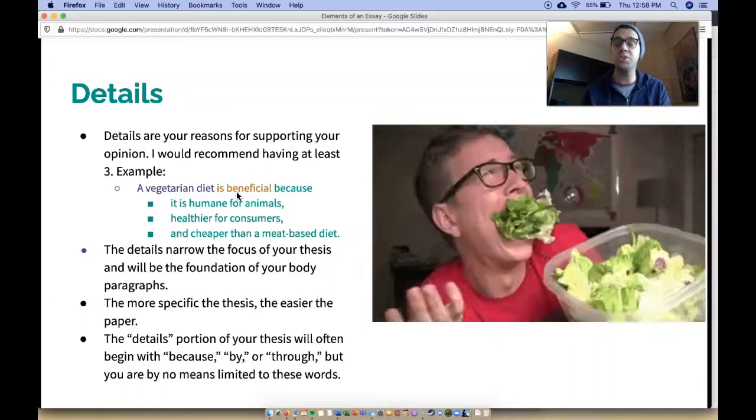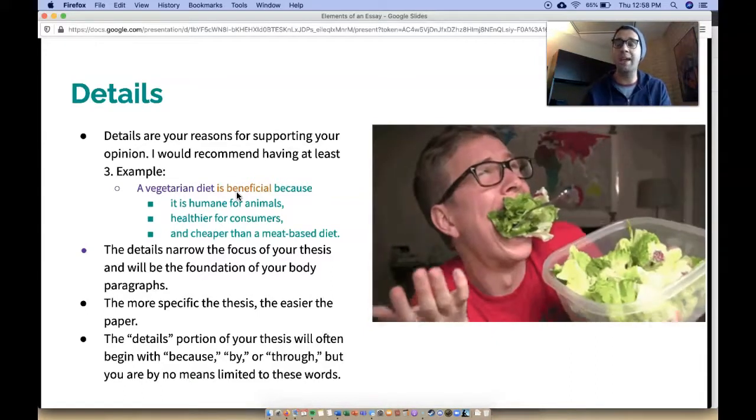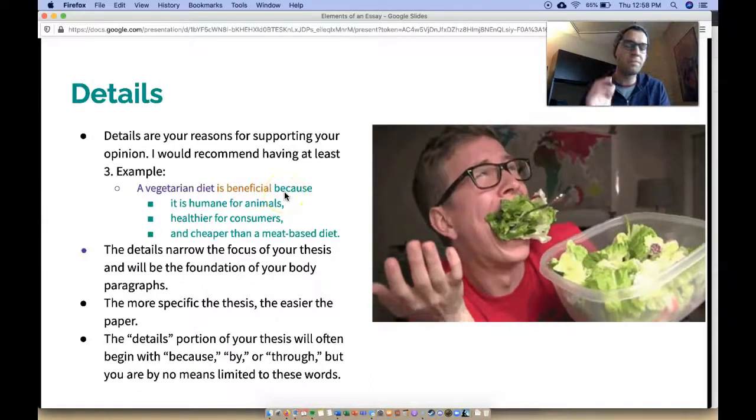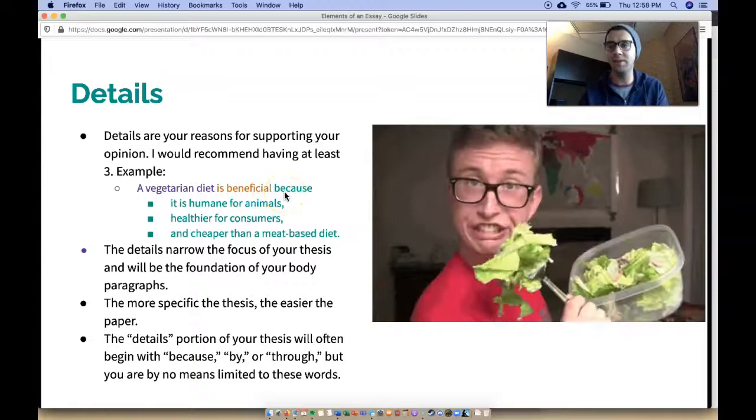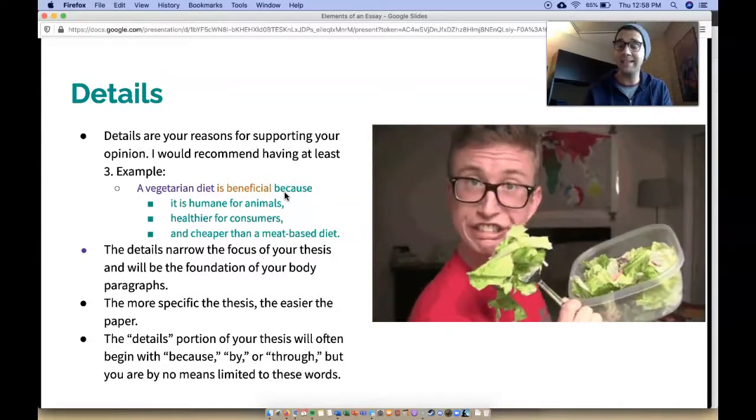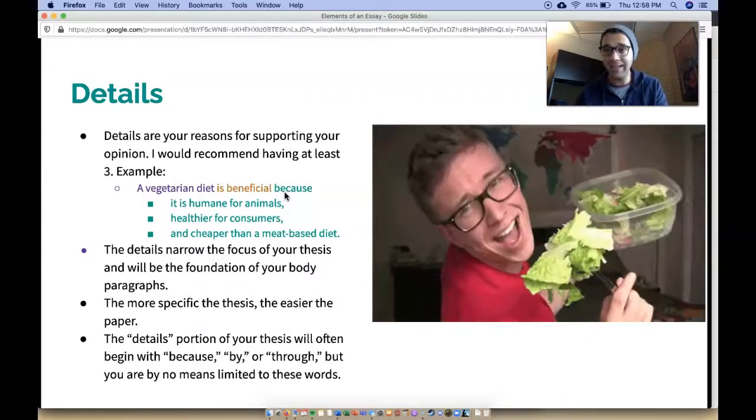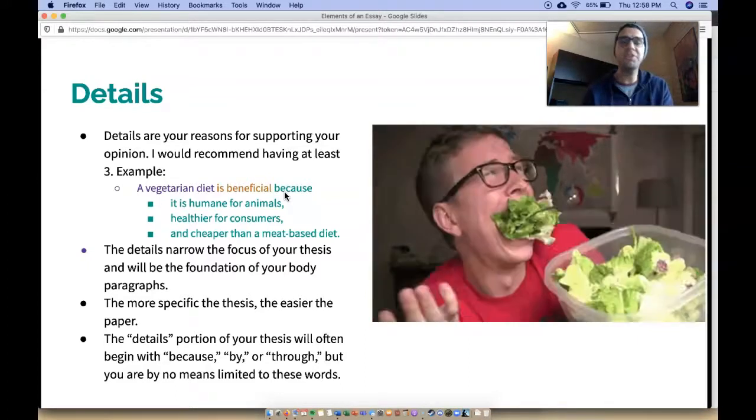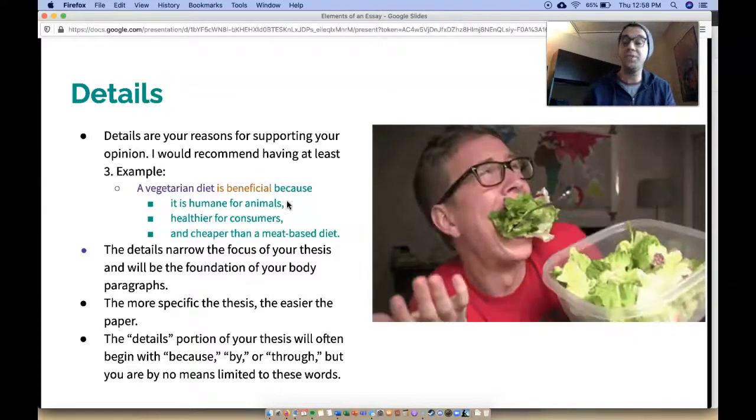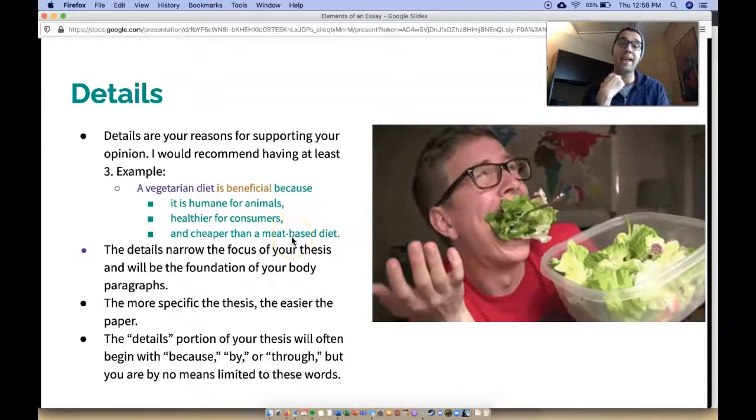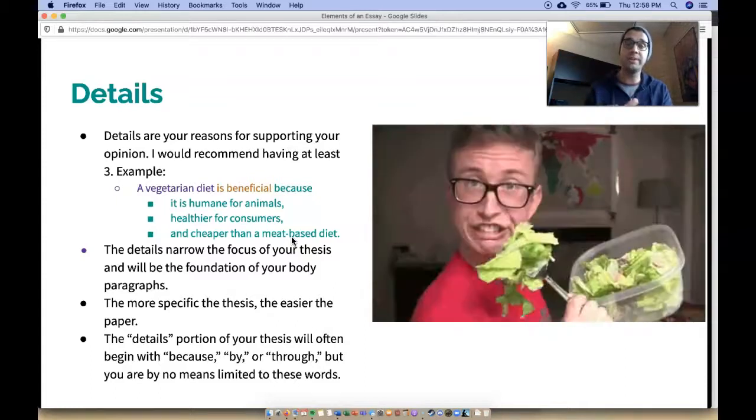So what you need to do is you need to give me reasons as to why you think that. And one of the best ways you can do this is with because. Throw a because at the end of your attitude to start your details. Because, and then give me reasons that essentially are going to be the reasons that you are going to explore and unpack in your essay. So, a vegetarian diet is beneficial because it is humane for animals, healthier for consumers, and cheaper than a meat-based diet. So those are my 3 details or 3 reasons. And all of that together would be my thesis statement.